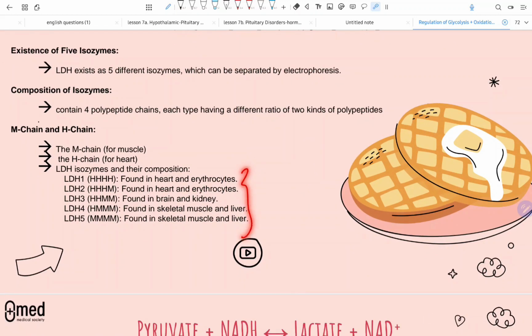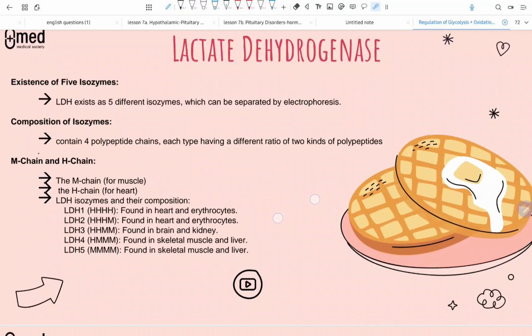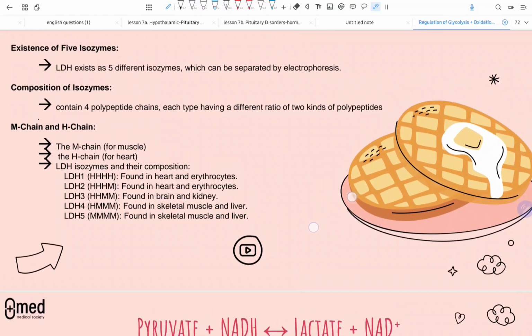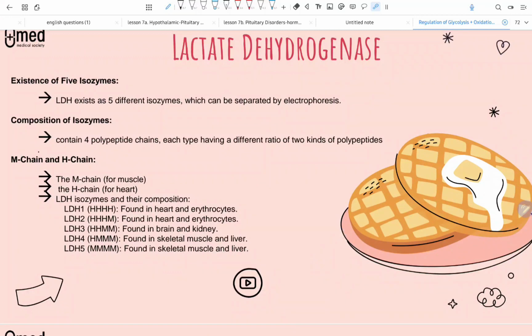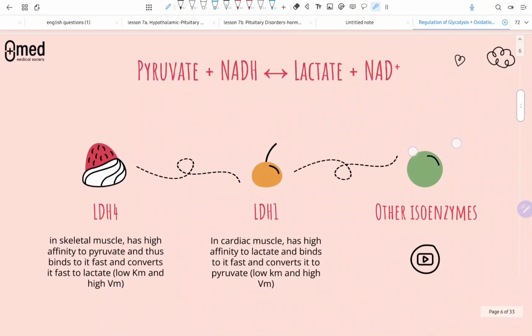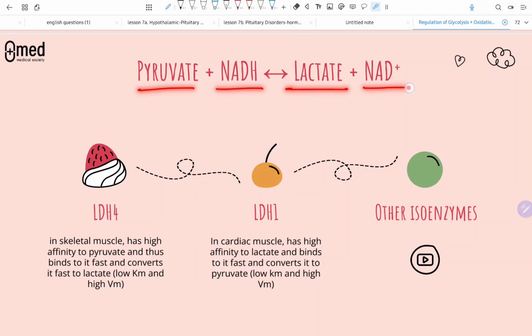She didn't really stress on these, but you have to know that lactate dehydrogenase has 5 types, and each type is found in a specific tissue. There are 4 polypeptide chains and so on. If you're interested to know more about lactate dehydrogenase, I had already explained it to Year 1 students, and you can click on this link right here and watch that part of the video. So basically, this is the reaction. Pyruvate plus NADH gives us lactate and NAD+.